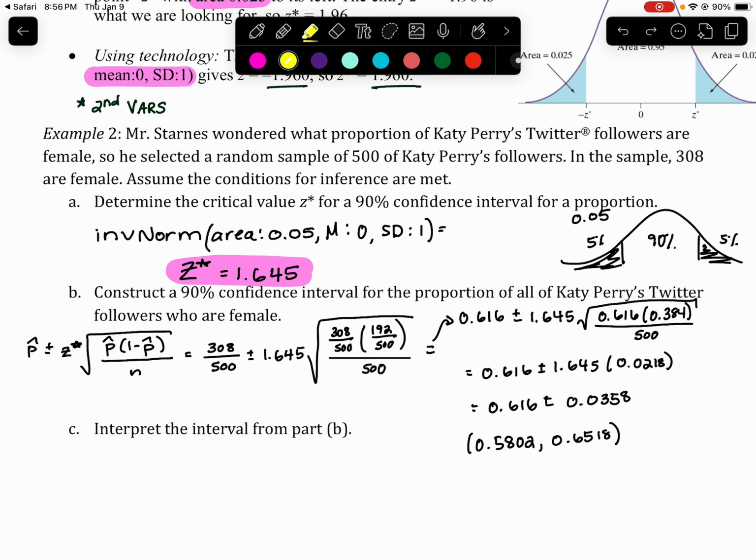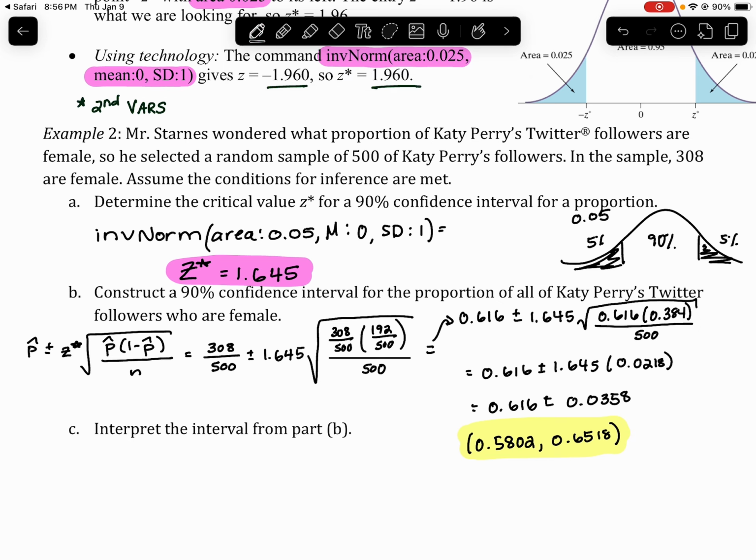I'm going to highlight that in yellow because we are happy. Okay, so that really wasn't that bad. Now the last part is just asking us to interpret this. This is what you guys did all last section, so this shouldn't be too bad.